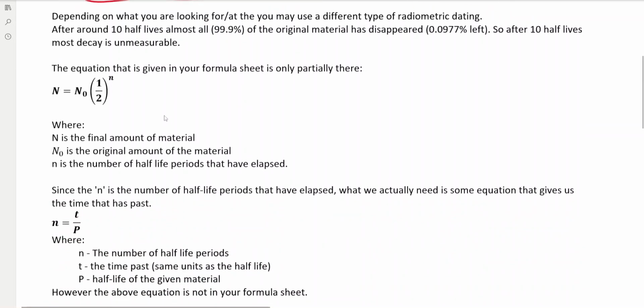The equation is given like this in your formula sheet, but it's not super clear because n is actually the number of half-life periods. And that's more difficult to actually be able to tell. So you need to understand this, and this is not in your formula sheet. Where n is the time, and you can have whatever units you want, days, years, whatever, and P is the half-life of whatever material you're talking about.